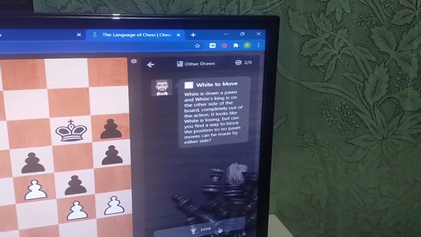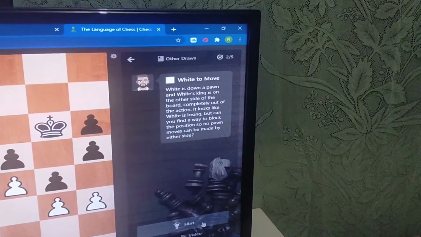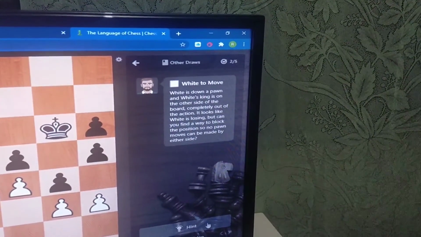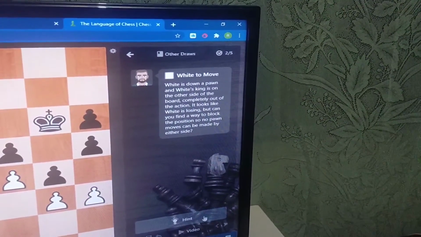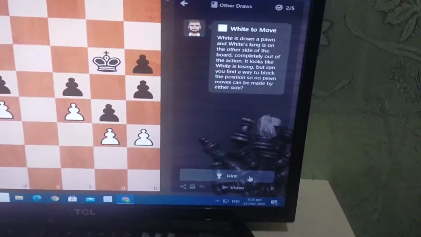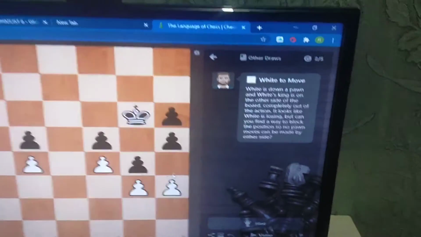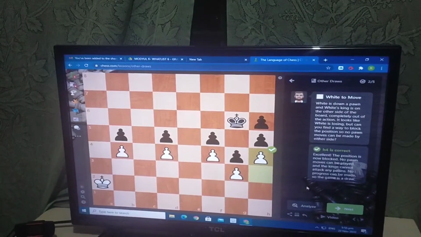Pawn. Home. Pawn. And white king is on the other side of the board. Completely out of the action. Ikaw naman kasi. Hindi mo tinatapos. O, ikaw na. Meron daw makakain dito. Pupush mo lang yan, baby. Yan. Next.